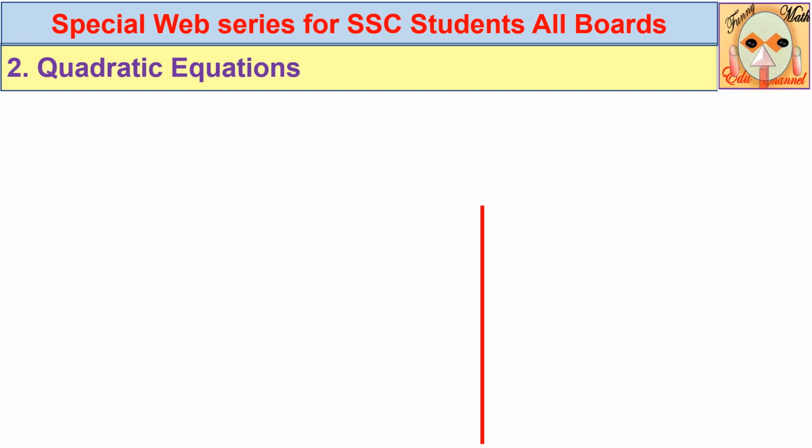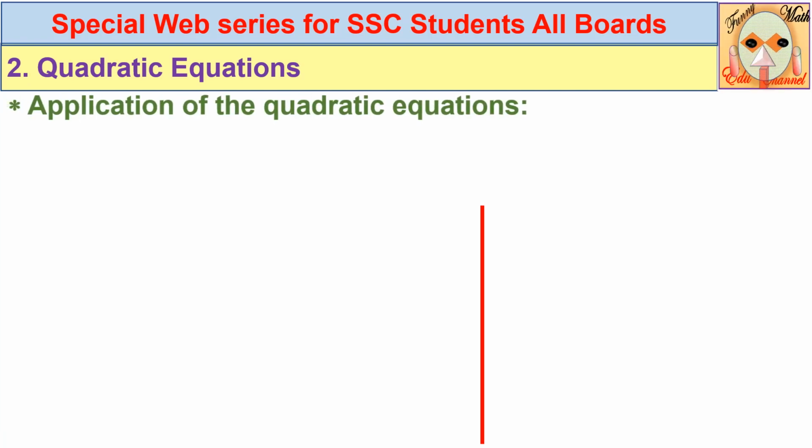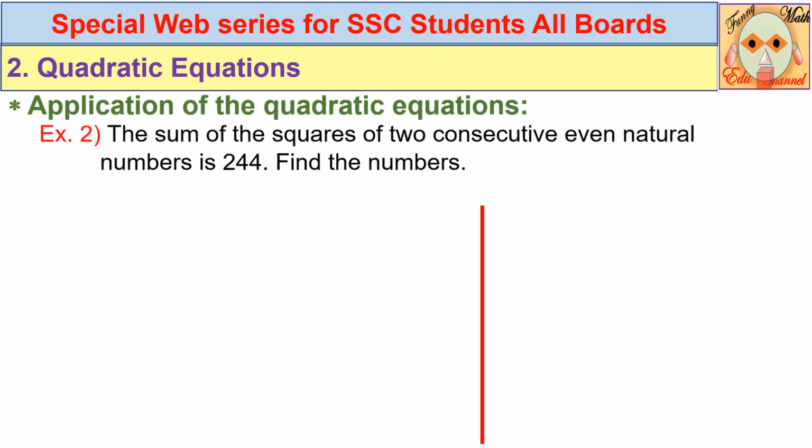So in this way we have applied quadratic equation to solve the ages problem. Now we are going to see one more problem which is on the numbers. The problem is what? See, the sum of the squares of two consecutive even natural numbers is 244. Find the numbers.